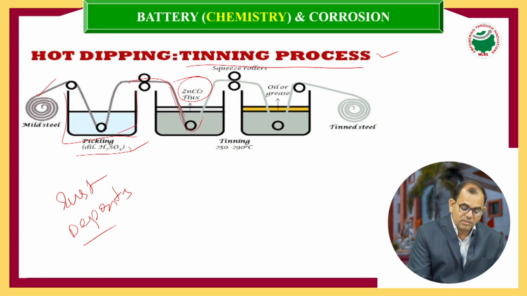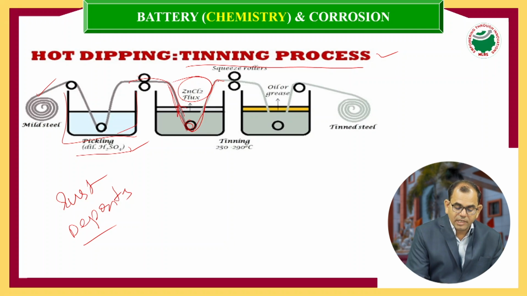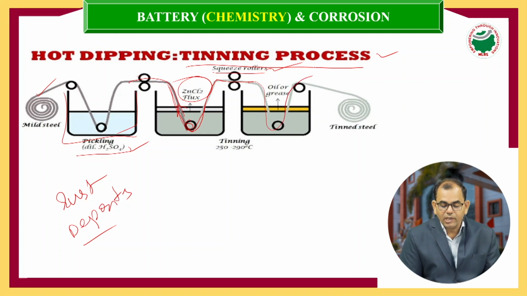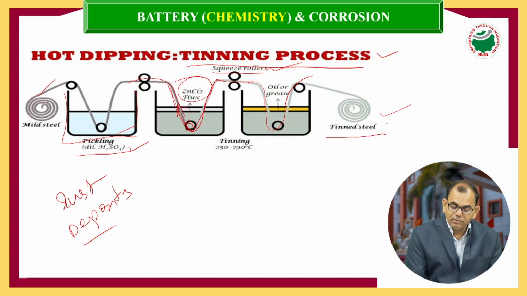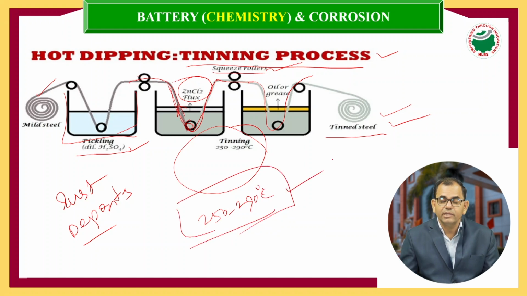So here, there are rollers. Once we dip this into the zinc chloride flux, that zinc chloride has been coated on the surface of this mild steel or wire. Then it is again passed through the squeeze rollers for the uniform coating, and then passed through the oil or grease to remove, and then tinned metal. Tinned metal, which is coated steel. At what temperature are we doing tinning? Somewhere 250 to 290 degrees centigrade. Such a high temperature. Okay. At this temperature only the tin or zinc will be in the molten state.